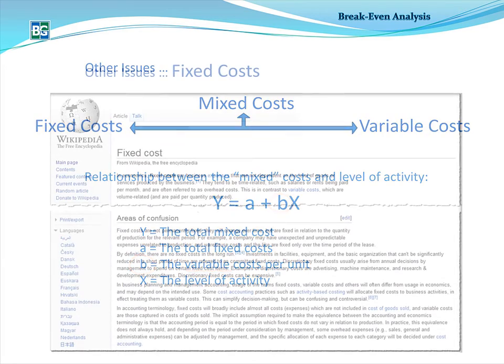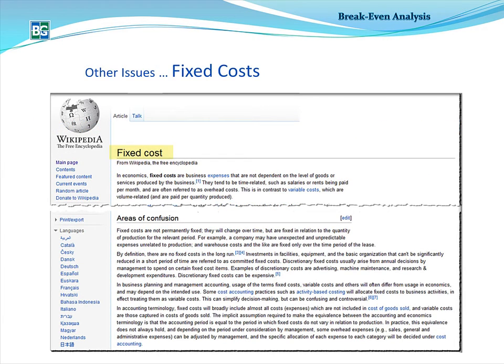Another issue to be aware of focuses on fixed costs. According to Wikipedia, fixed costs are not permanently fixed. They will change over time. By definition, there are no fixed costs in the long run, but they are fixed in relation to the quantity of production for the relevant period.